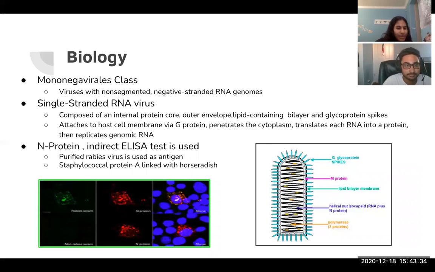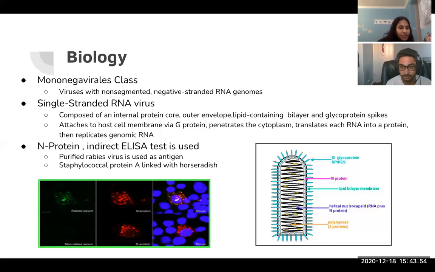And the way that the virus replicates once it's in the host is by attaching itself to the host cell membranes using the G protein. It then penetrates the cytoplasm, and once inside, transcribes the five primary RNAs and creates proteins. These proteins are then used for the synthesis of a full-length positive-stranded RNA, which acts as a template.